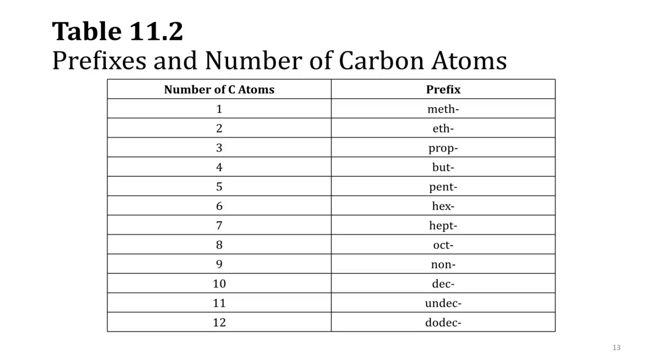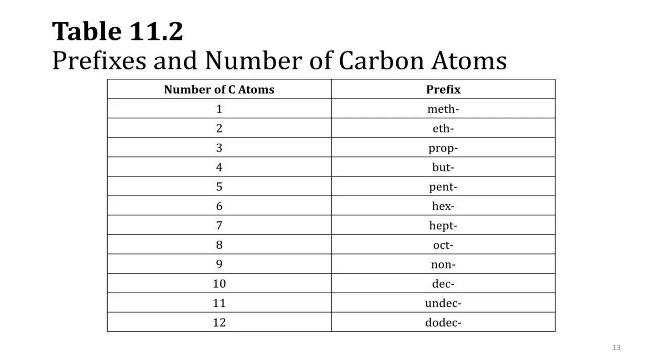And so if you have 1 carbon, the prefix is meth, 2 carbons, the prefix is eth, 3 carbons, the prefix is prop, 4 carbons, the prefix is but, 5 carbons, the prefix is pent, 6 carbons, the prefix is hex, 7 carbons, the prefix is hept, 8 carbons, the prefix is oct, 9 carbons, the prefix is non, 10 carbons, the prefix is dec, 11 carbons, the prefix is undec, 12 carbons, dodec. And it actually does continue beyond there, but we don't need to go beyond there for this class.